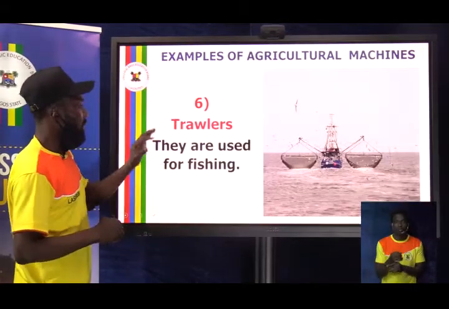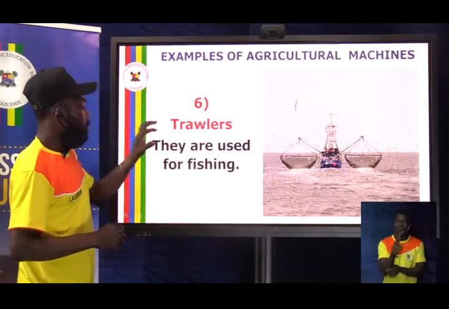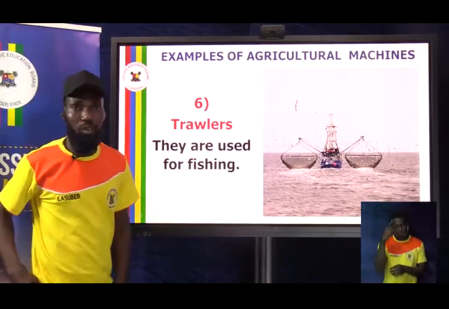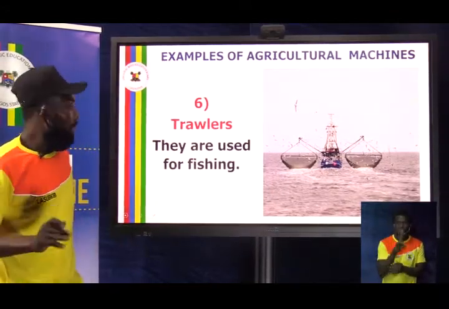Moving on to the next one, and this one is trawlers. Trawlers are used for what? They are used for fishing.